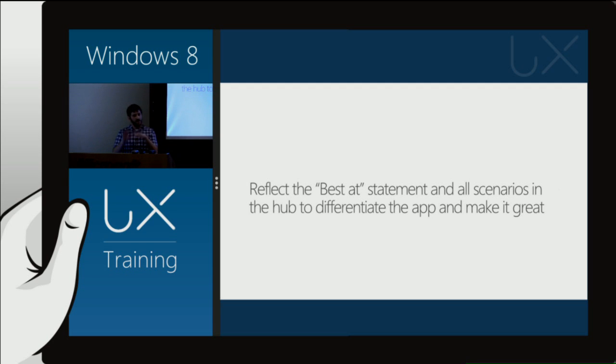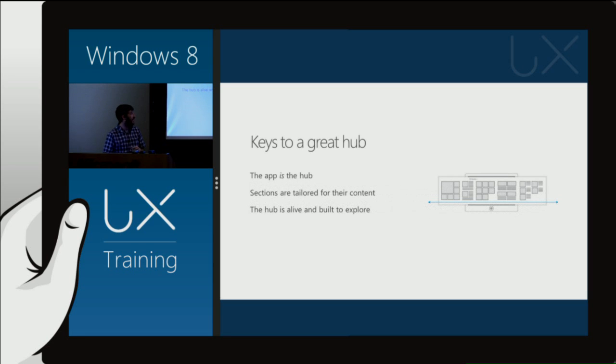So when a user looks at the hub, they're going to be able to see exactly what your best at statement is trying to reflect, and also all the scenarios that you're trying to make awesome. And so, as I mentioned before, the hub is the app. It's not a router. It doesn't need to take you from point A to point B. It can actually feature the thing that users do most, for instance. Each section in the hub should be tailored for its content. They don't all have to be these uniform grids with like two or three rows. That's not a decision you have to make for everything. You can make each section really work great for the thing that it's trying to do.